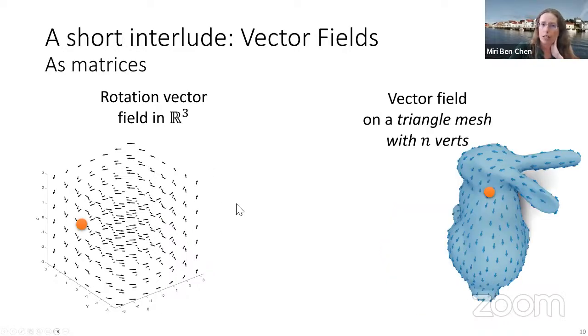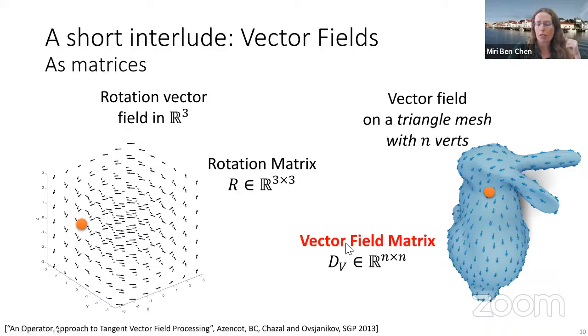Now, being in graphics, we know that you can represent rotations with matrices, right? So I can take this rotation field and the action it has on every point and represent it as a rotation matrix, which is just a 3 by 3 dimensional matrix in R3. And interestingly, this can also be done on surfaces. If I have a surface, which is a triangle mesh with n vertices, then I can represent a vector field as an n by n sparse matrix on my surface. This is interesting because it takes me from the geometric point of view of thinking about arrows and flows to the algebraic point of view of looking at matrices, and then some of the conditions that allow me to put solar panels on my bunny can be expressed in algebraic terms.